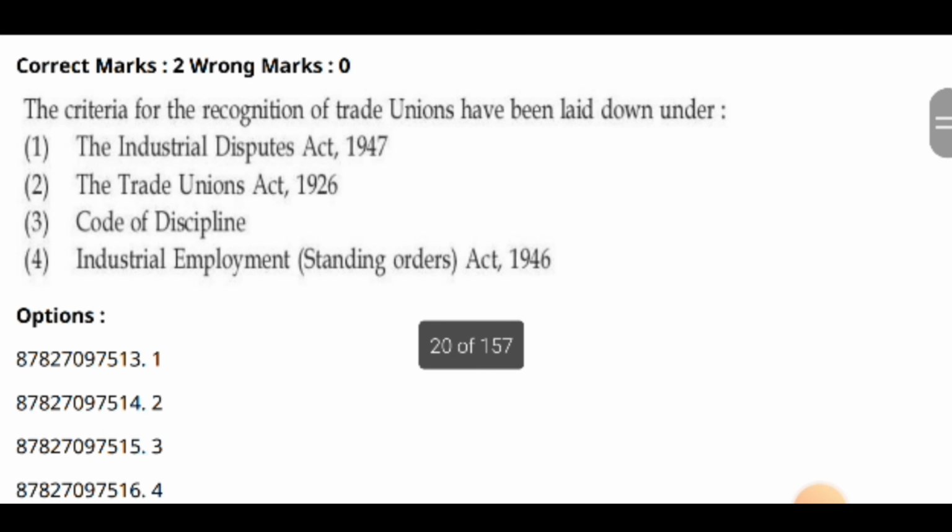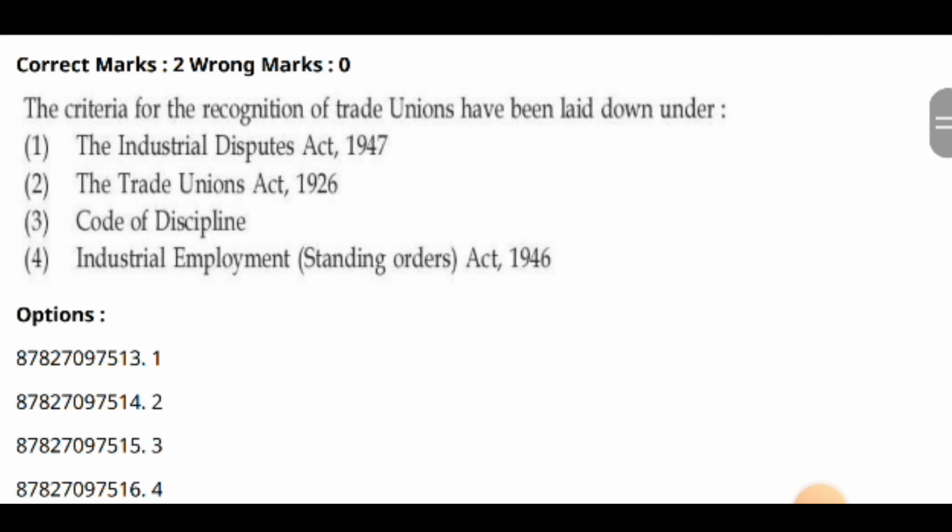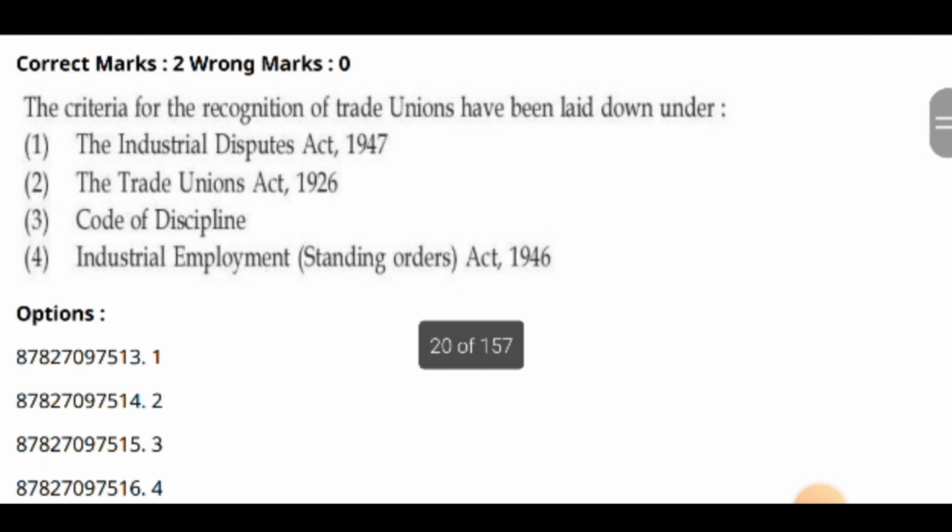The criteria for the recognition of trade unions have been laid down under which act? The Trade Union Act of 1926. You have to remember the year of all these acts: Industrial Disputes Act 1947, Industrial Employment Standing Orders Act 1946. There was a previous question based on these years in match the following.